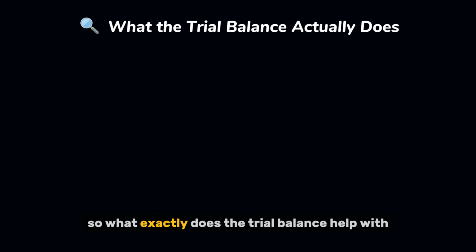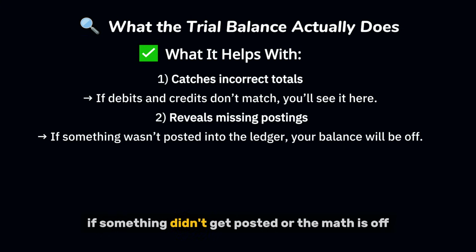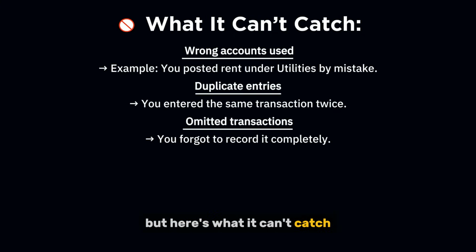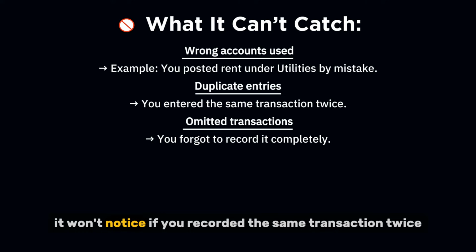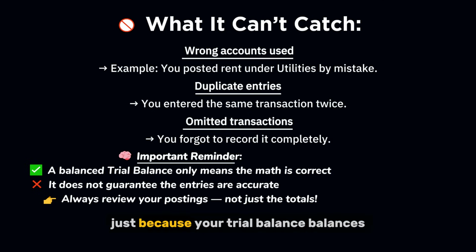So, what exactly does the trial balance help with? It catches mistakes like incorrect totals and missing postings. If something didn't get posted or the math is off, the trial balance will show it. But here's what it can't catch. It won't catch if you use the wrong account, like putting a payment under rent when it should have gone to utilities. It won't notice if you recorded the same transaction twice, or if you missed it completely. That's important to remember. Just because your trial balance balances, it doesn't mean your books are perfect. It only checks that the math works, not that the entries were correct.